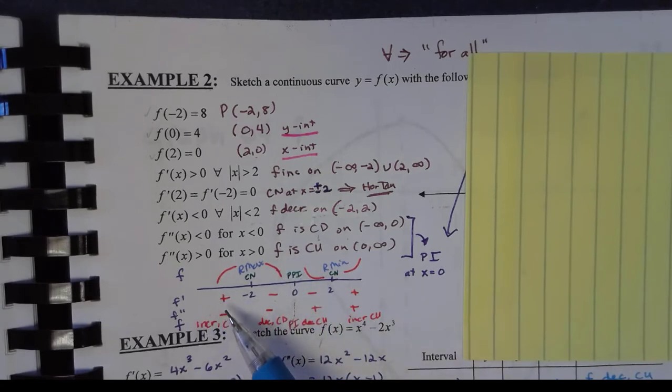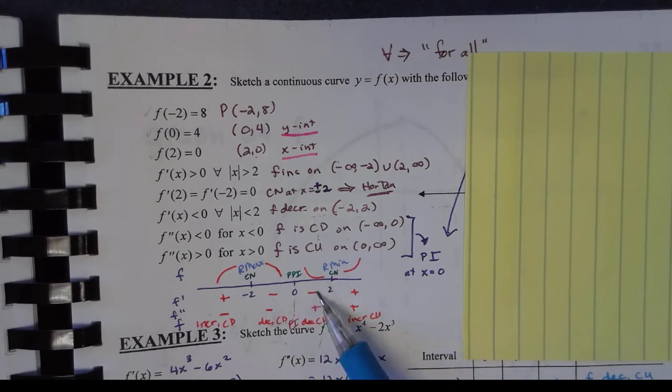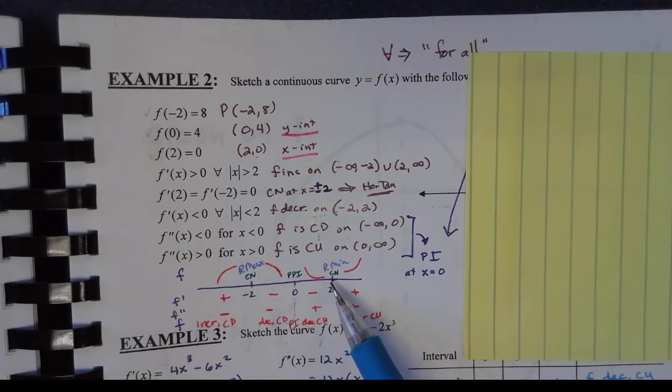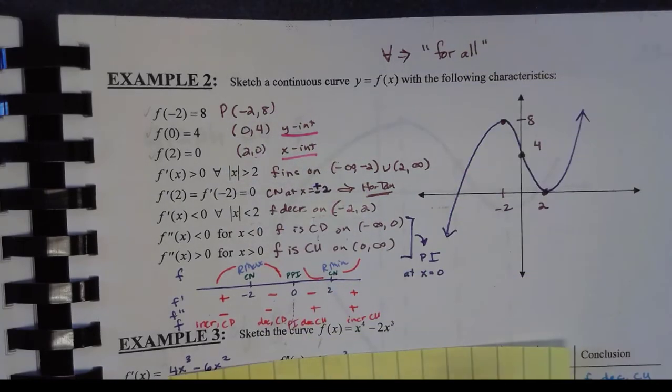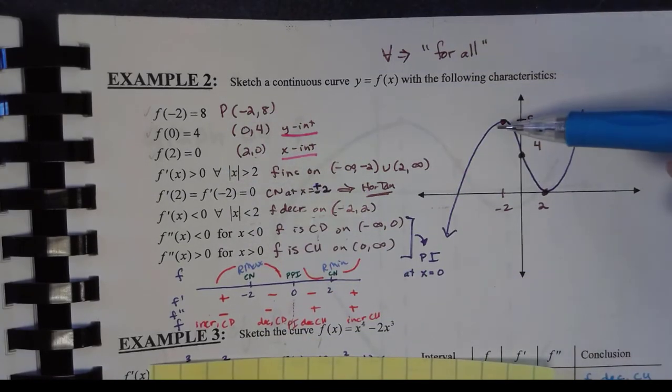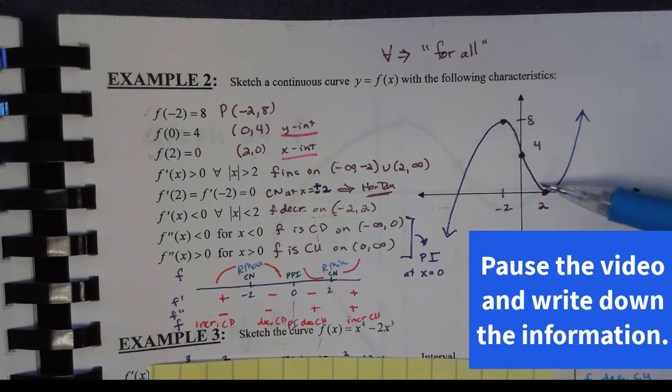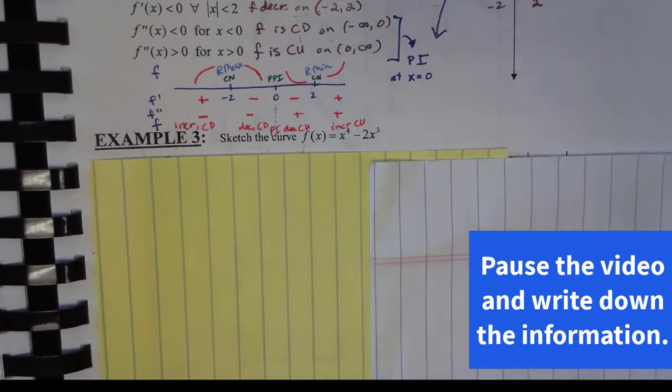you can see that we have increasing and concave down in this interval. We have decreasing and concave down in this interval. We have decreasing and concave up in this interval, and we have increasing and concave up in this interval. You can see the general shape of the graph. We've got some points, and that's what it's going to look like. There's our point, -2, 8, 0, 4, 2, 0: increasing concave down, horizontal tangent, decreasing, horizontal tangent, increasing. Concavity changing right here. You might want to write this information down and ponder it.